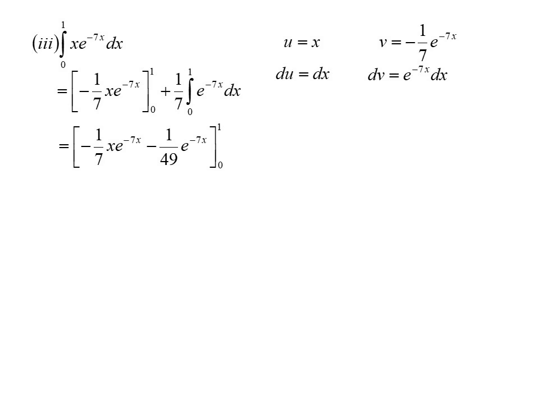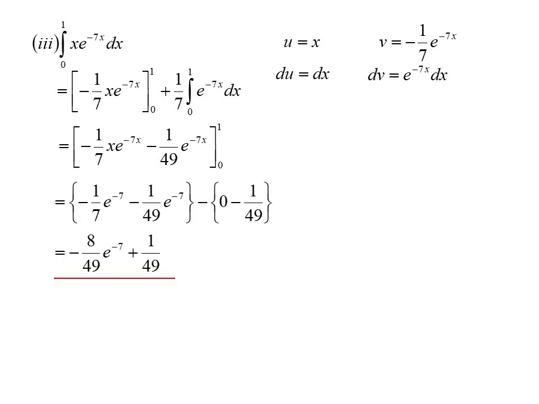I'll integrate the 1/7 e to the minus 7x, and that's minus 1 on 49. Substitute in, and I have my answer.